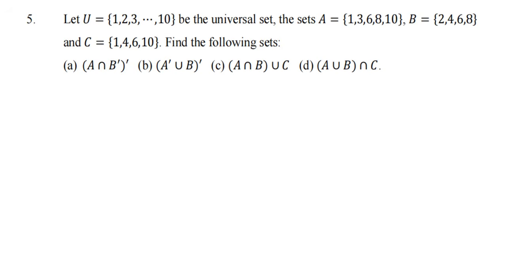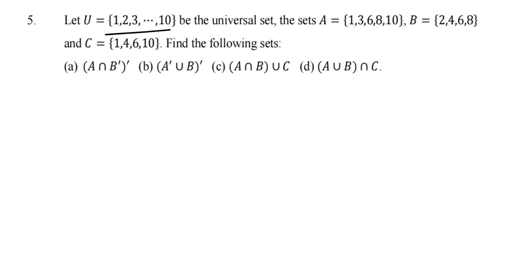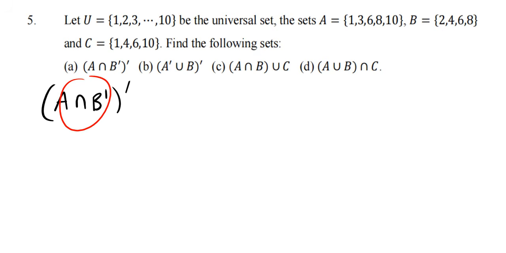Okay, so question number 5, we are given the universal set 1 to 10, then set A is that, B is that, and C is that. Then we're finding the following sets. So let's start with the first one. We've got A intersection B complement, then we have a complement outside. Now there are different ways of solving this one. Distribute the complement and you solve like that. But for me, I'm going to first just solve what is in the bracket and then find the complement of that. Okay, so A, we've been given A.